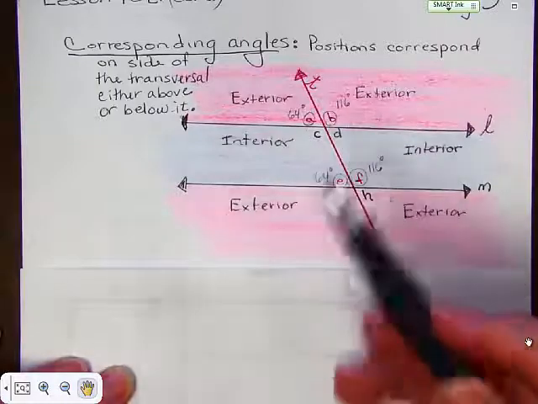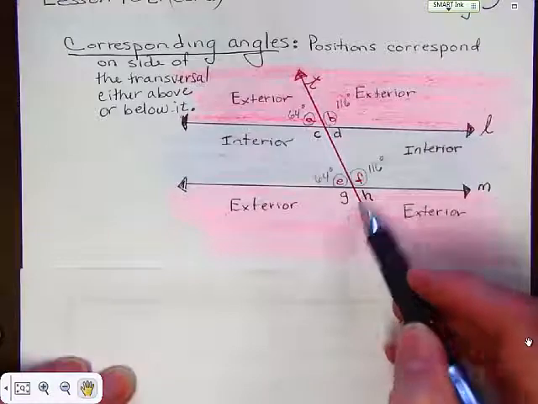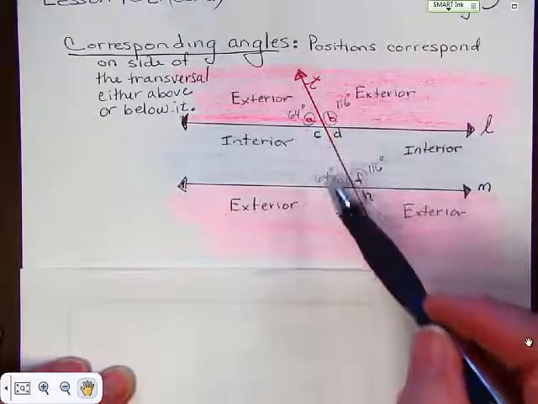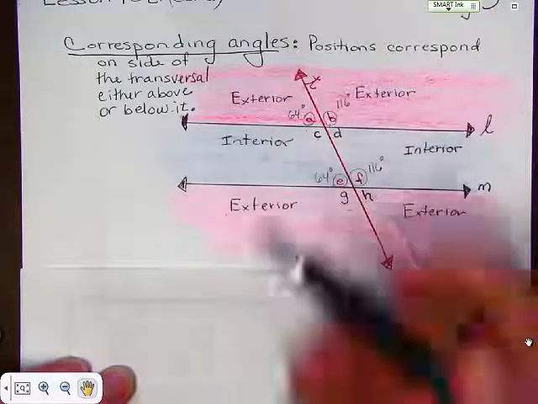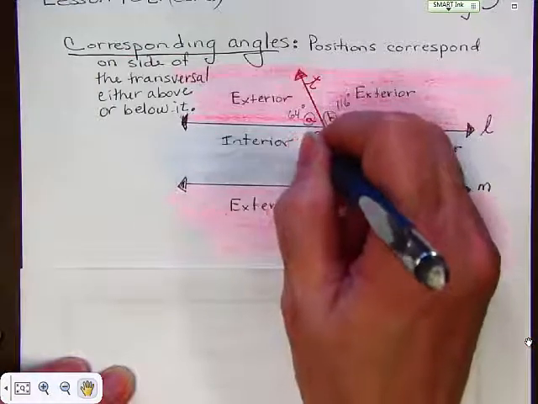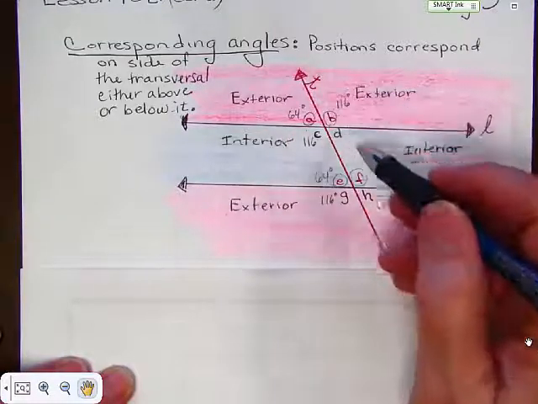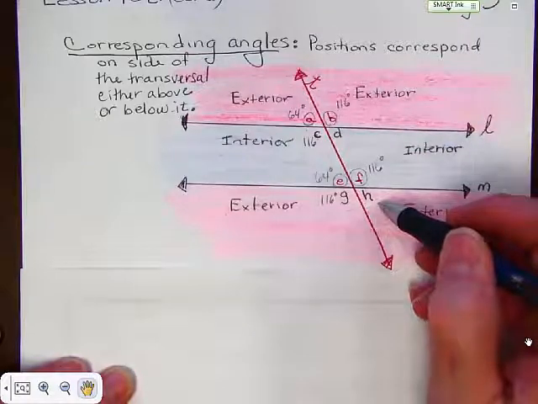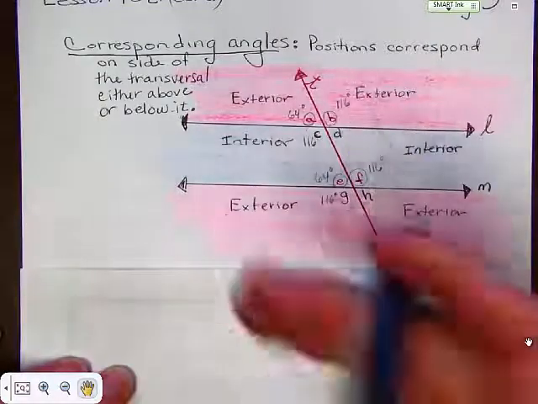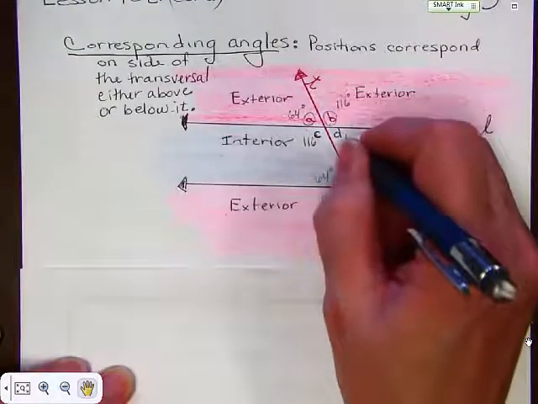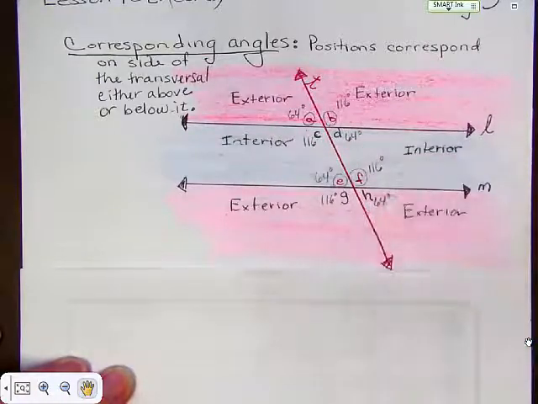And likewise, C and G would be corresponding angles. They're in the same position below the line and on the left side of the transversal, and they would be 116 degrees each because they are equal. And then you have D and H are corresponding angles. They are on the right side of the transversal and they are below the line, both of them are, and they both have measurements of 64 degrees. A lot of ways to find the measurements.